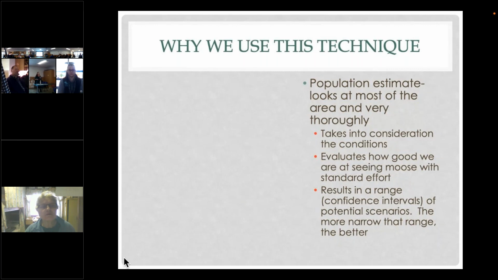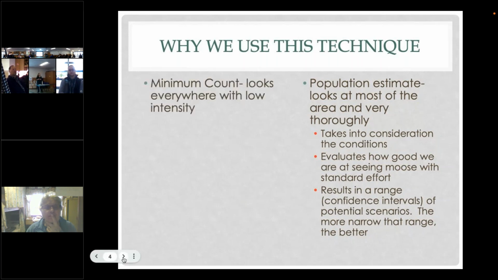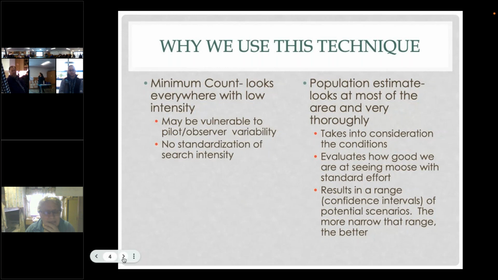When you fly what we call a minimum count, and you just survey the whole area and try to see as many moose as you can see, we call that a minimum count. It looks everywhere, but it looks with a lower intensity. And it can be vulnerable to both pilot and observer variability, so whether you have a very experienced or inexperienced observer. It has no standardization for search intensity.